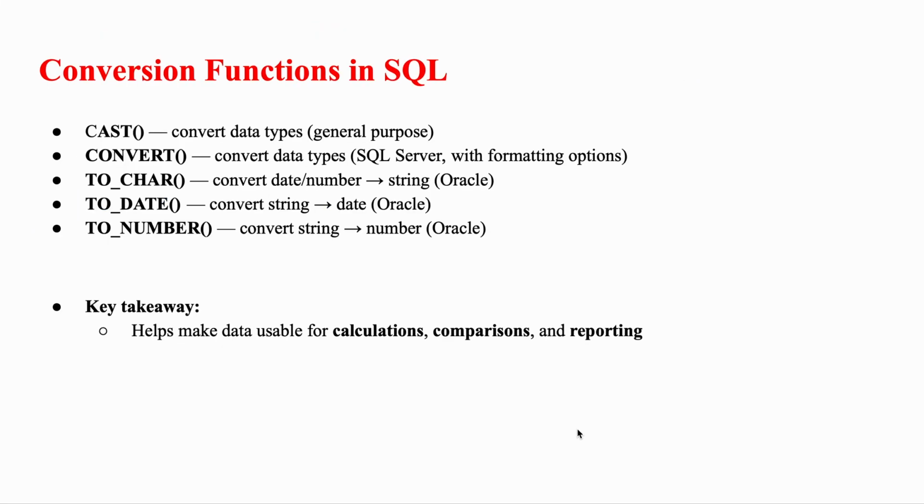Alright, quick recap of what we have covered. We looked at CAST, a general purpose way to convert data types. CONVERT, similar to CAST but with extra formatting control in SQL Server. TO_CHAR, great for turning dates and numbers into formatted text. TO_DATE, for converting strings into proper dates, and TO_NUMBER for converting strings into numeric values. The big takeaway is these functions help you make your data usable for calculations, comparisons, and reporting. Super practical for real world SQL work.